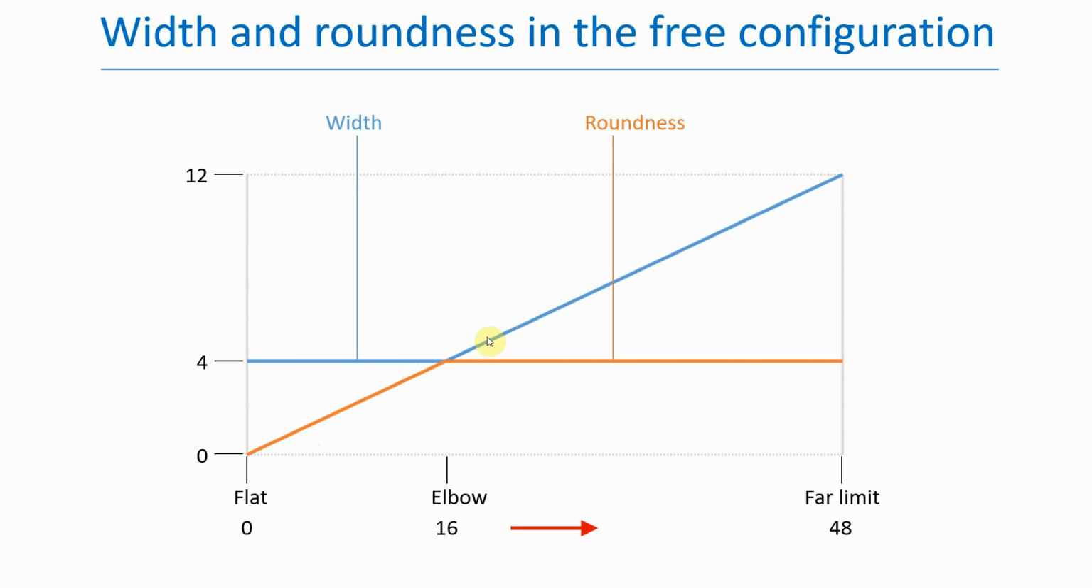But after the elbow, the width starts to expand, while the roundness remains constant. The roundness here is equal to the static stripe. In all planes, the roundness is smaller than or equal to the width.